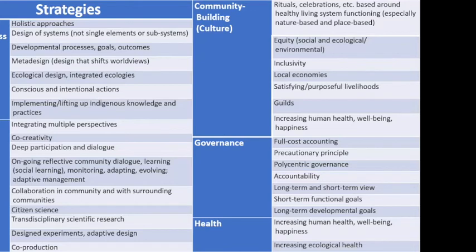We need equity and inclusivity, so that's another part of manifesting diversity. We need local economies, again, this idea of satisfying and purposeful livelihoods. What else is important here?